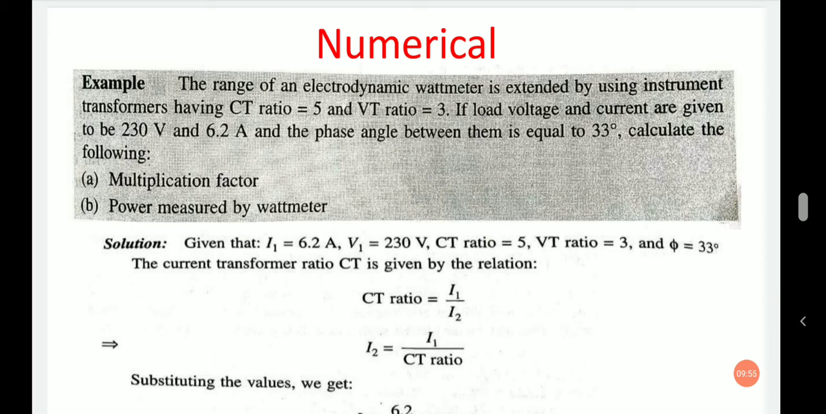The range of an electrodynamic wattmeter is extended by using instrument transformers having CT ratio equal to 5 and VT ratio equal to 3. If load voltage and current are given to be 230 volt and 6.2 ampere and the phase angle between them is equal to 33 degree, then calculate the following: multiplication factor first, and second is power measured by the wattmeter.